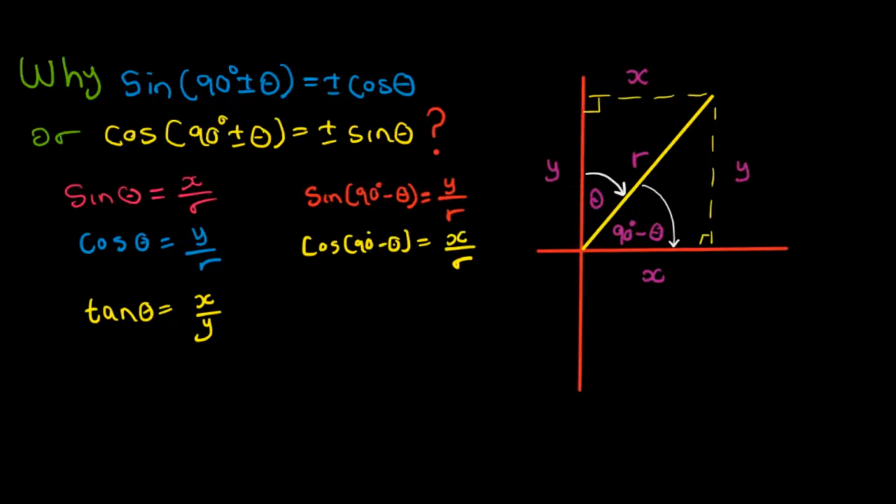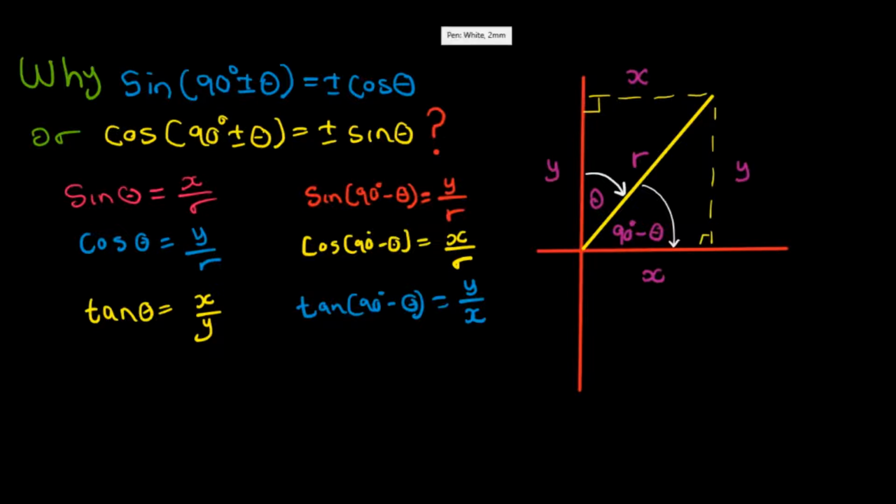Then we want to find tan of, sorry, tan of 90 degrees minus theta. The opposite side is y and the adjacent side is x, so it's y over x. So now we've identified our trig ratios using both triangles.